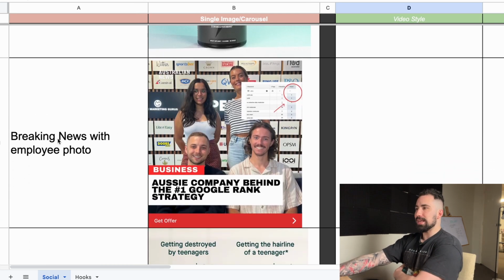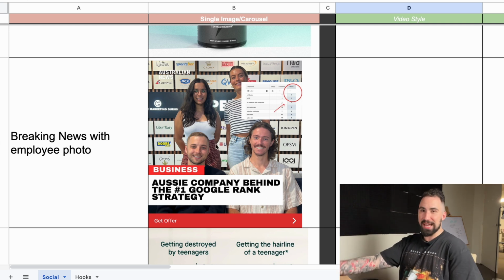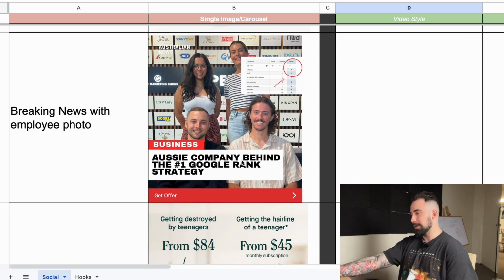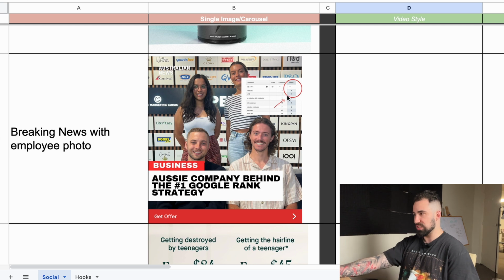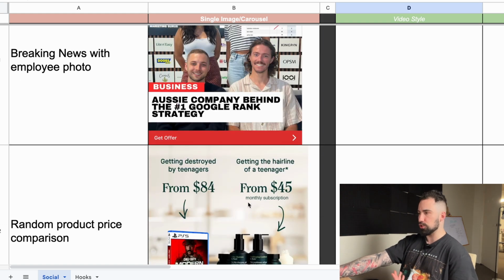We have breaking news photos with employees. This works great. I stole this ad and mimicked this for a client, and it started to generate good results. They're showing the results, showing the authority, and using the breaking news style. That works good as well.